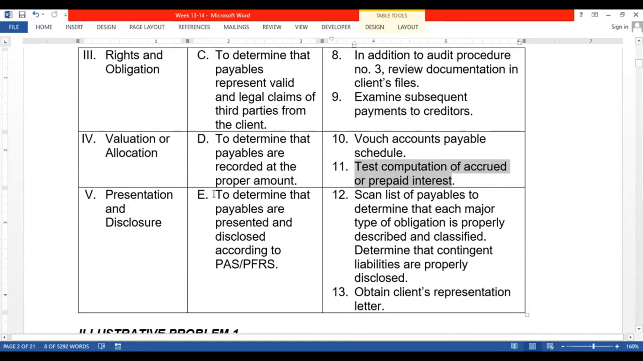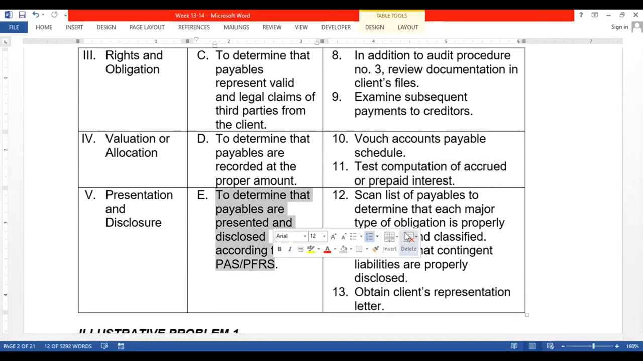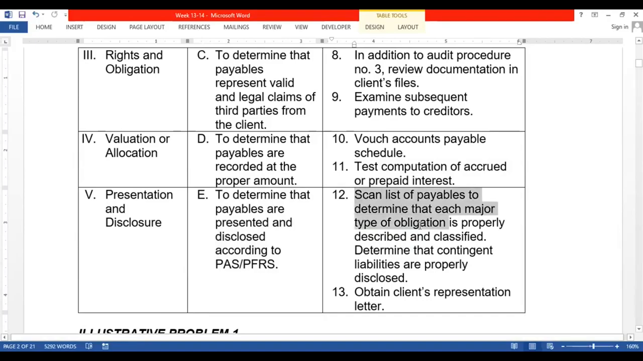Presentation and disclosure: we're talking about determining that payables are presented and disclosed according to the standard, whether that is the requirement under the standard or not. Scan the list of payables and check that each major type of obligation is properly classified and described. Should it be accounts payable or loans payable, or do you need to reclassify? Okay, there is a need to reclassify those liabilities. Determine that contingent liabilities are properly disclosed and obtain the client's representation letter with regard to estimates.